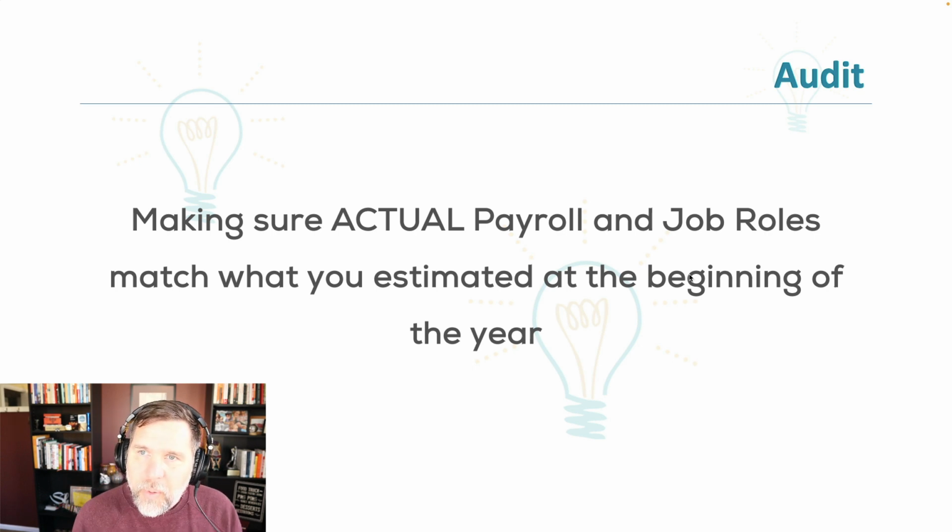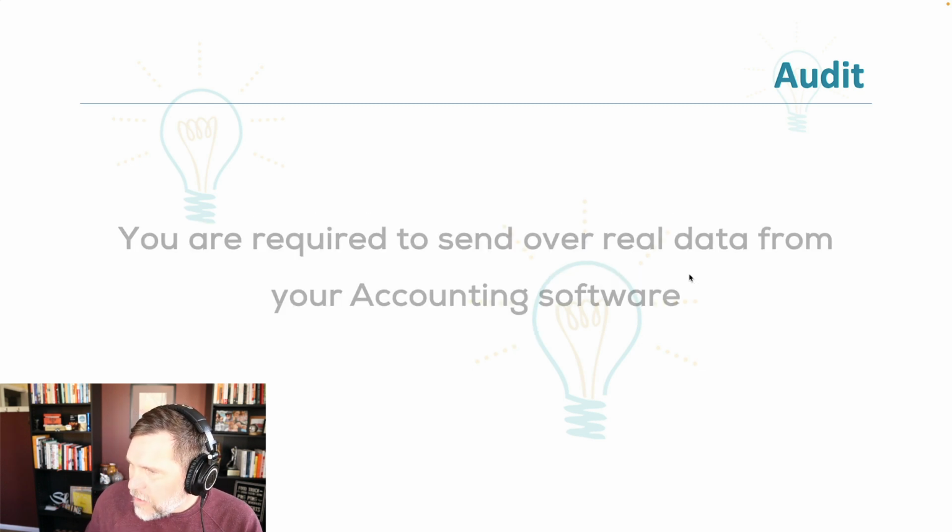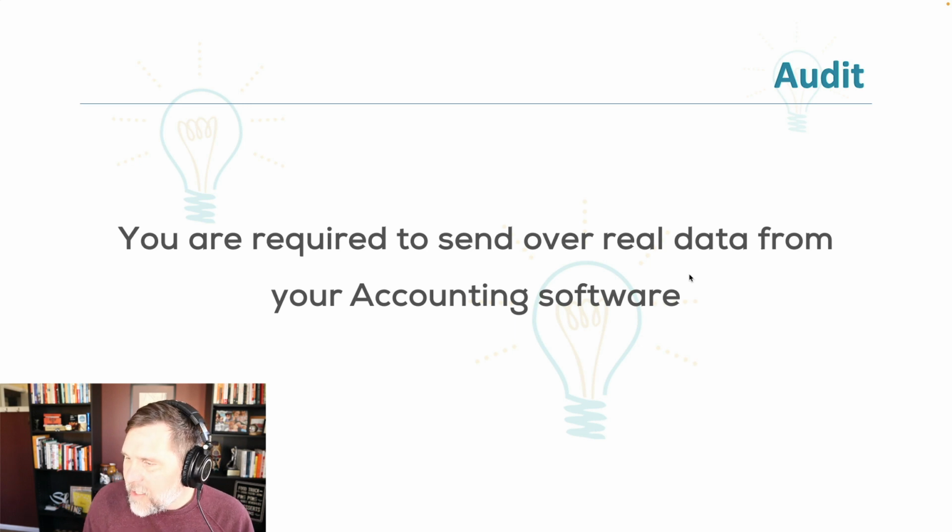Remember, when we put the policy in place or when we had the renewal, we were estimating. We were saying at the beginning of the year, I think these will be the job roles that happen, and I think this will be the amount of payroll that applies. And we create a price based on that and your mod like we talked about before. But at the end, the insurance company wants to know the actuals. They want to know if your estimates were correct or not. And so you're required to send over real data from your accounting software.